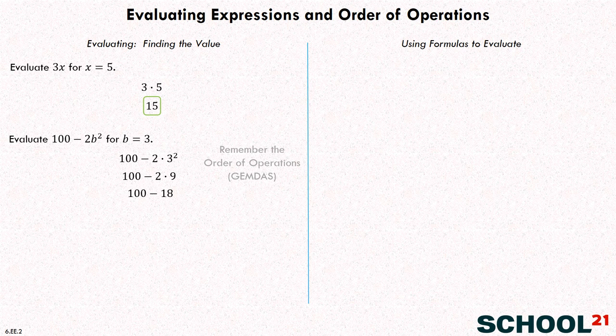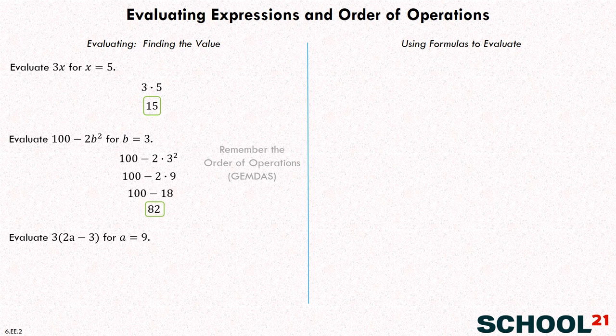100 minus 18, you might be able to do that in your head with mental math. Do you think you could do that? 92? No, 82. 82, good. It looked like you thought 92 first, but then went to 82, and that's excellent. Very good. That's great mental math. So that's our answer for this. Make sense? Mm-hmm.